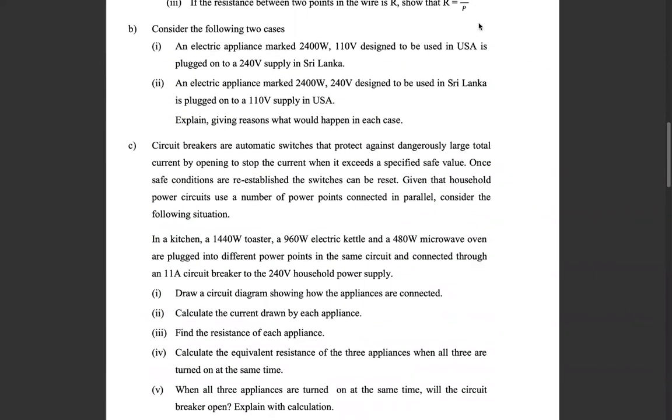Consider the following two cases. An electric appliance marked 2400 watt 110 volt, designed to be used in USA, is plugged onto a 240 volt supply in Sri Lanka. An electric appliance marked 240 volt, designed to be used in Sri Lanka, is plugged onto a 110 volt supply in USA. Explain, giving reasons, what would happen in each case?